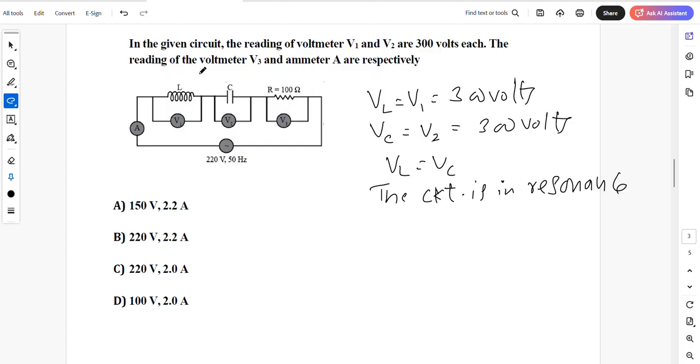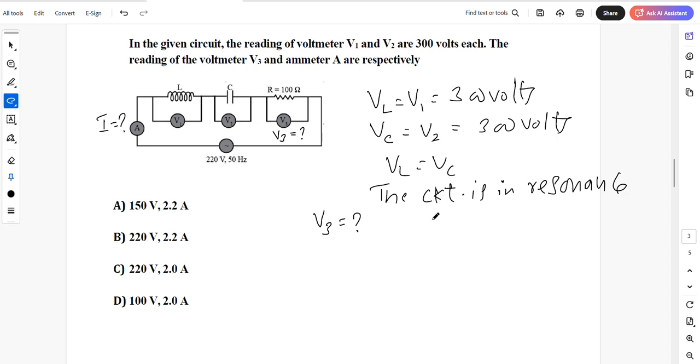What exactly is the reading of voltmeter V3? Where is V3? V3 they are asking, V3 is equal to question mark, and the value of the current that is flowing in the ammeter. We need to find how much the current I is equal to, and V3 is equal to question mark. How to proceed with this sum?